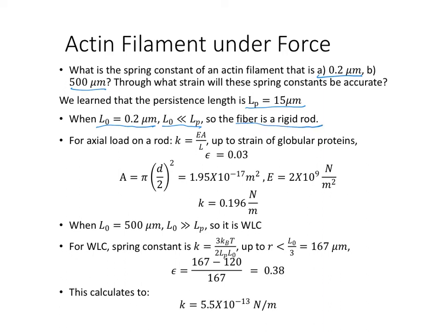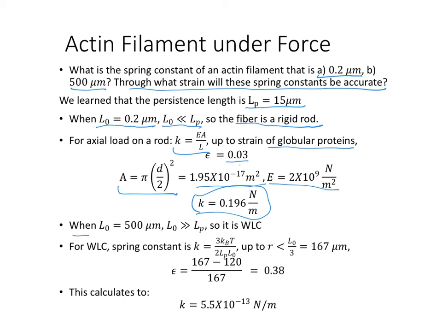If we want to know the spring constant of a rigid rod, we have to go back to our axial load, all the way back to week 3. So the axial load on a rod is the spring constant is EA divided by L. And remember, we are also asking through what strain this is accurate. This applies up to the strain that globular proteins can withstand, which is about 3%. So we just plug in for pi r squared, half the diameter for r. We plug in the Young's modulus we used before, and this results in a spring constant of about 0.2 newtons per meter.